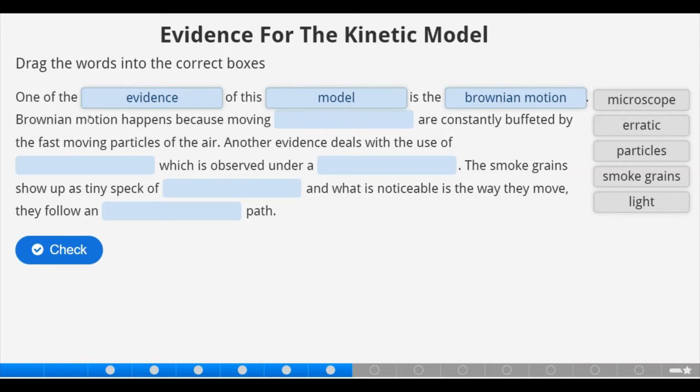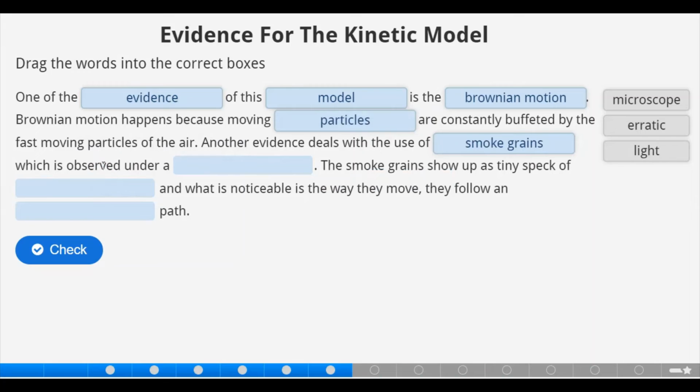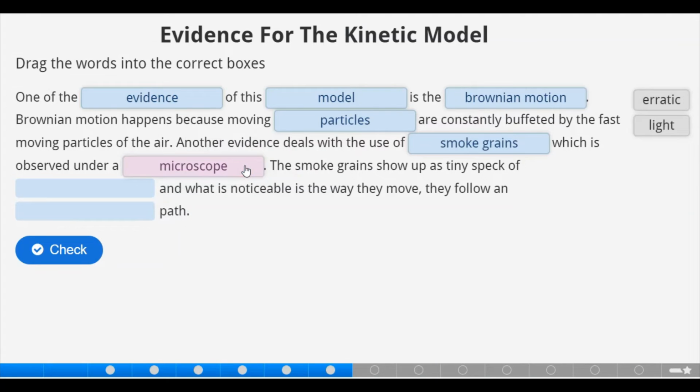Brownian motion happens because moving particles are constantly buffeted by the fast-moving particles of the air. Another evidence deals with the use of what? Small screens, which is observed under a microscope. The smoke grain shows up as tiny specks of light. And what is noticeable is the way they move.